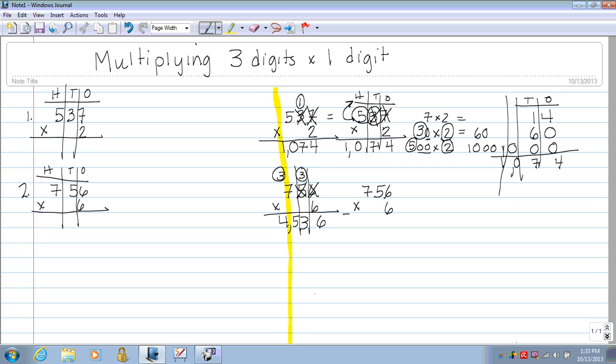Let's do the same problem by breaking them out. Oh, that's not very good. Let me erase that. Try it again.